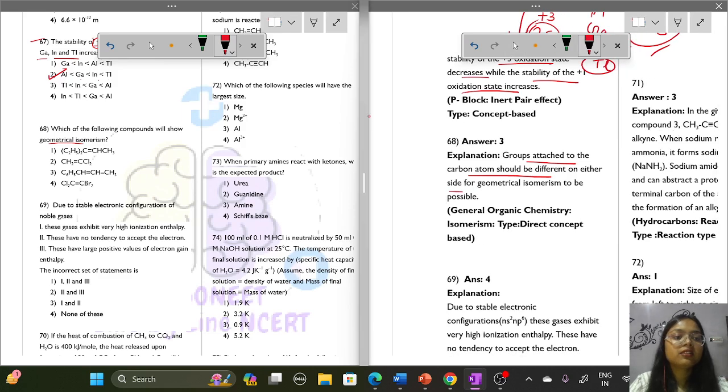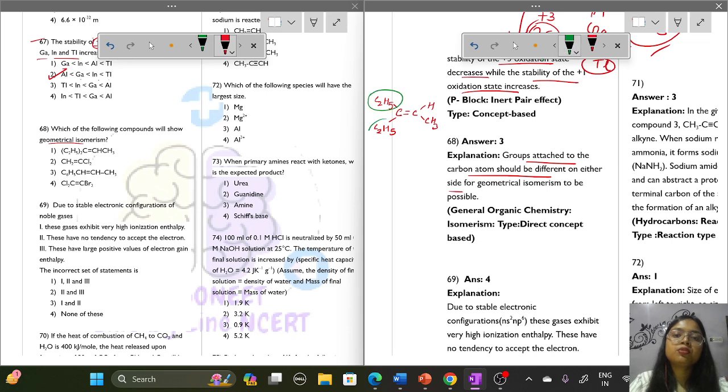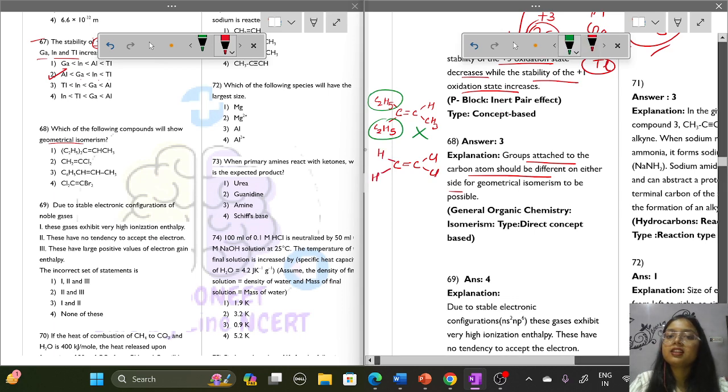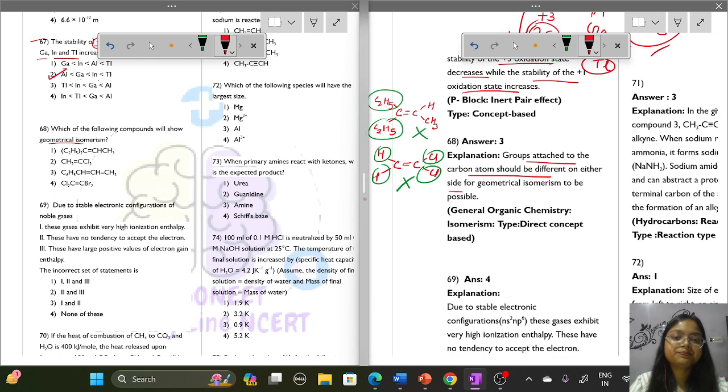So first one is C double bond C, and here it is H, and here it is CH3. Here it is C2H5, and here also it is C2H5. So these two groups are the same, then it will not show geometrical isomerism. It means each carbon should have different groups for a compound to show geometrical isomerism. Next is C double bond C. Here it is Cl, here it is Cl, here it is H, and here it is H. So in this case, these two are the same and these two are also the same. So it will also not show geometrical isomerism.